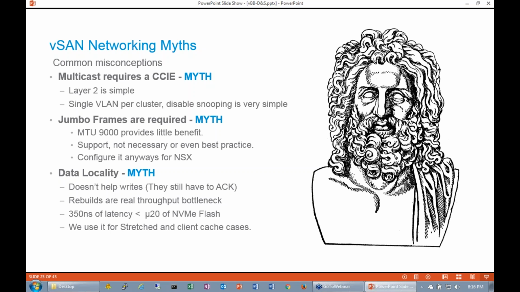In fact, we do data locality and what we call site locality in our stretch cluster configs. There's a reason we do it in those particular use cases, but data locality is not really necessary. We've found that it really doesn't help because when we're doing writes, we're already doing writes across the network. Anybody else that's doing mirrored writes is writing across the network too, right?